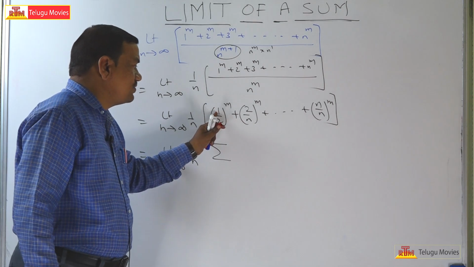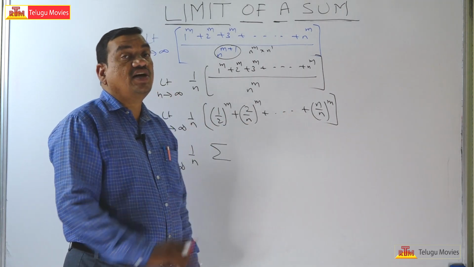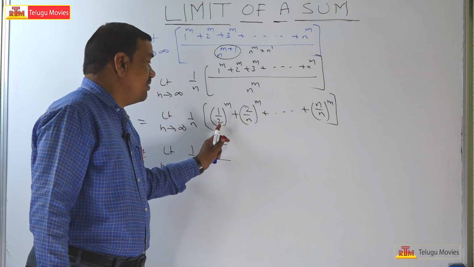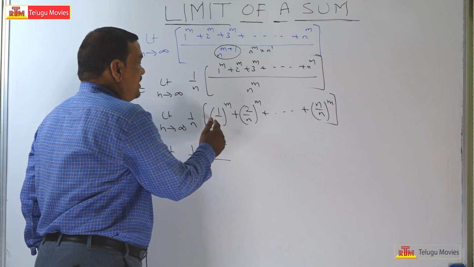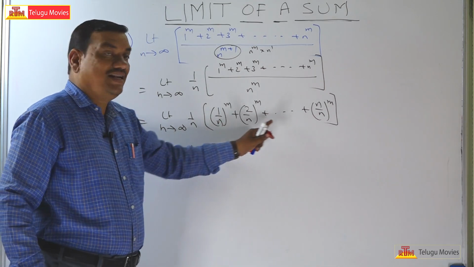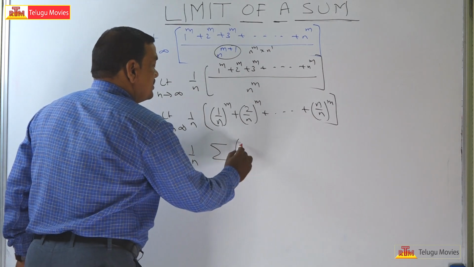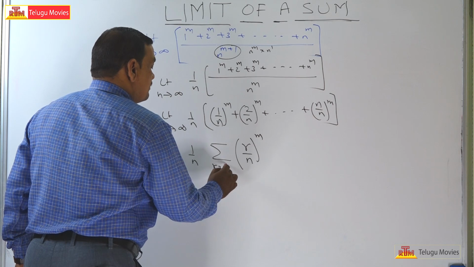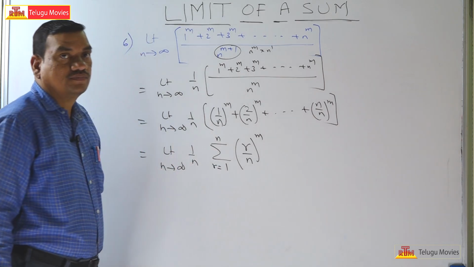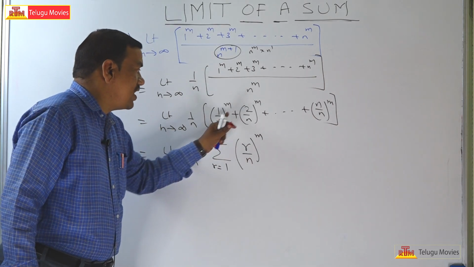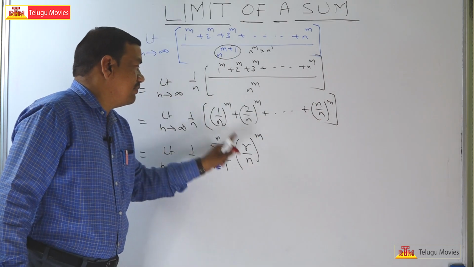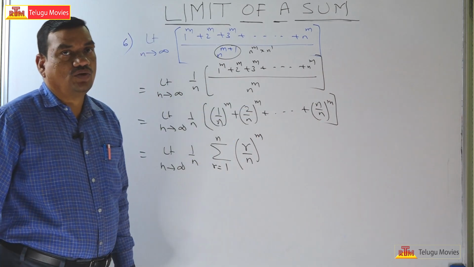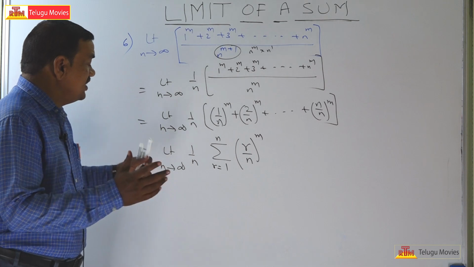See the numerators 1, 2, 3. Numerators are variables. Denominators you see here, this is n. So denominators are n. That means this is nothing but (r by n) whole power m, where r runs from 1 to n. See here, r runs from 1, 2, 3, so on to n. Denominator is n, power is m. Okay, now everything is okay.